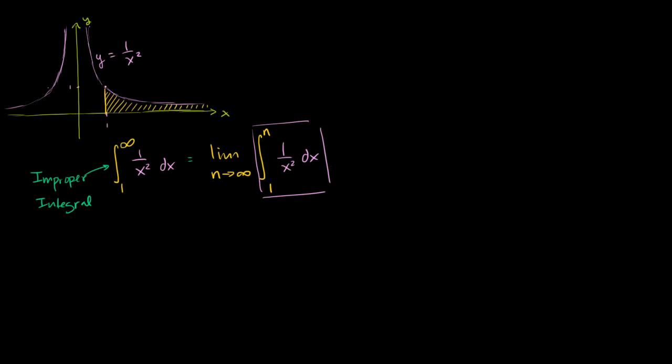So the second fundamental theorem of calculus, or the second part of the fundamental theorem of calculus, tells us that this piece right over here, actually, so let me write the limit part. I'll just rewrite the limit as n approaches infinity, and we're going to use the second fundamental theorem of calculus. We're going to evaluate the antiderivative of 1 over x squared, or x to the negative 2. So the antiderivative of x to the negative 2 is negative x to the negative 1, or negative 1 over x. So negative 1 over x is the antiderivative, and we're going to evaluate it at n and evaluate it at 1.